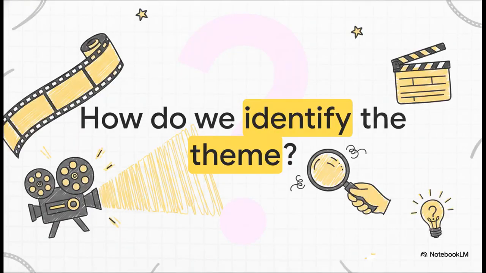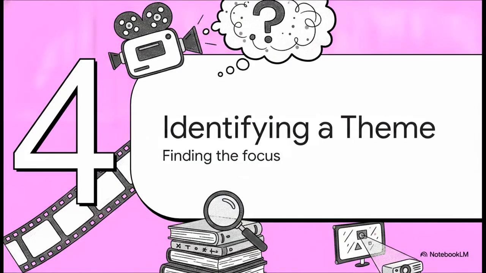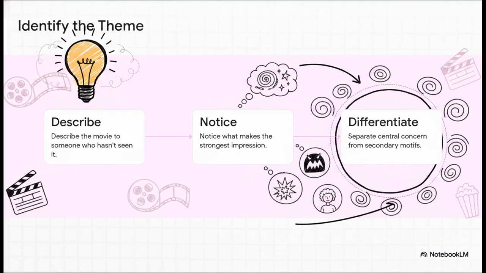So looking at all these heavy conceptual categories, it begs a pretty practical question. When the credits finally roll and the lights come up, how do we actually identify the theme? How do we figure out what we just watched? Let's figure that out in Section 4, identifying a film's theme and finding its focus. Here's the secret. The theme usually isn't going to hit you like a ton of bricks right in the middle of the movie. It reveals itself later, very naturally, in a few simple steps.